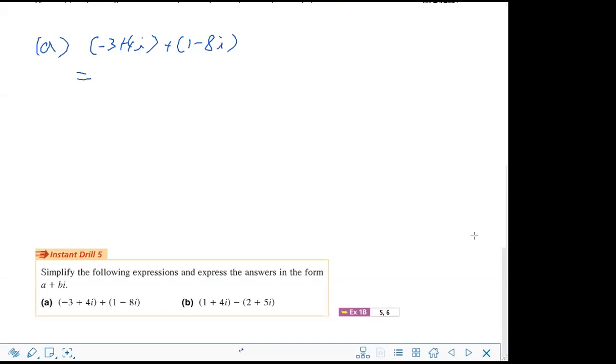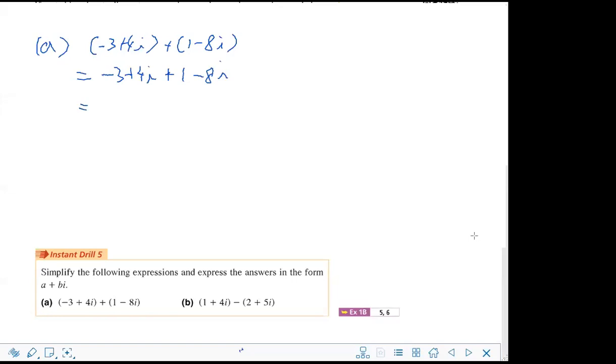is a positive bracket or a negative bracket, whether it is adding together or subtracting together. For the first bracket, there is nothing before the bracket, so it is a positive bracket. We just remove the bracket and copy everything inside. The second one, we are adding the second bracket, so it is also a positive bracket. So we just copy the signs: positive 1 minus 8i. And then we group the like terms together. I mean, we calculate the like terms.